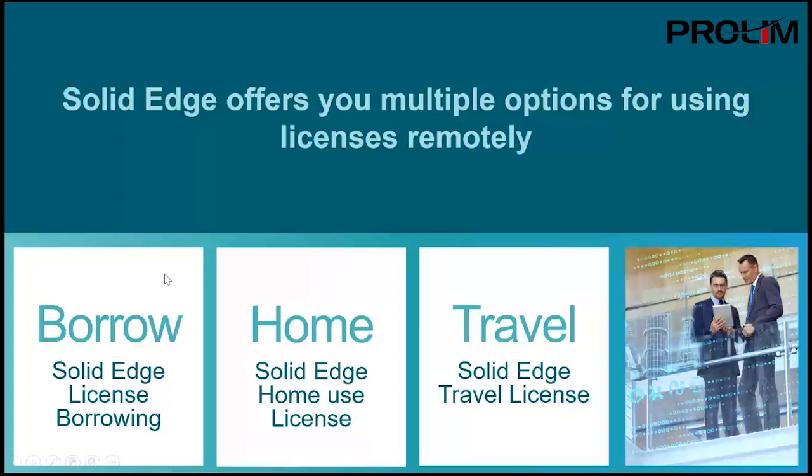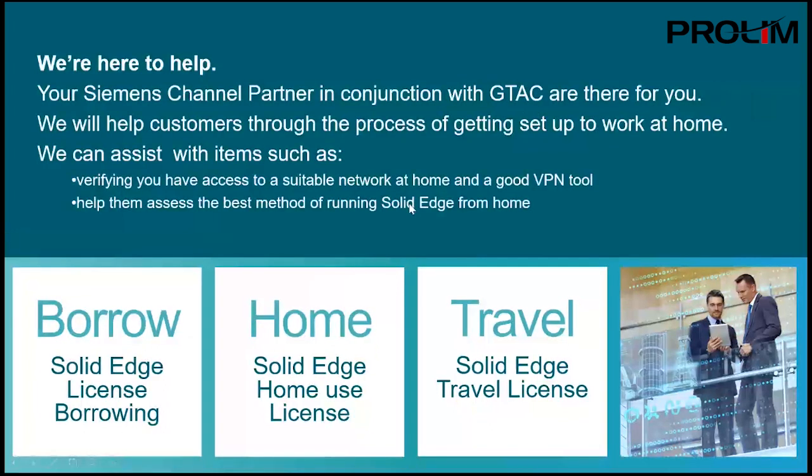We're going to talk about each of these in detail, but before I do that, I just want to let you know that we're here to help you. So your channel partner and Siemens is behind you, helping you work from home. So if you have any issue with any of these licenses or can't get them to work, we'll give you an emergency license that will help tide you over. So don't get frustrated. Call your channel partner for support and they'll get in touch with us.